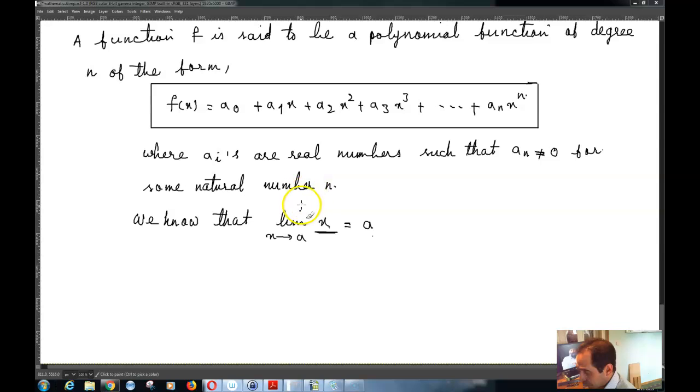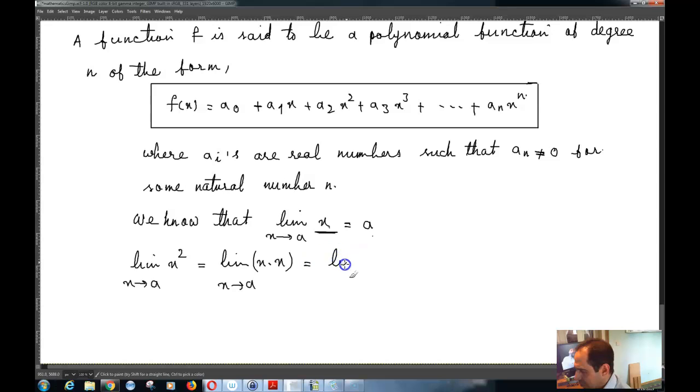Now based on the algebra of functions, we said that if you have the limit of x squared as x tends to a, we could write this as the limit of x times x as x tends to a, which is equal to the limit of x as x tends to a times the limit of x as x tends to a, which is equal to a times a, which is equal to a squared.